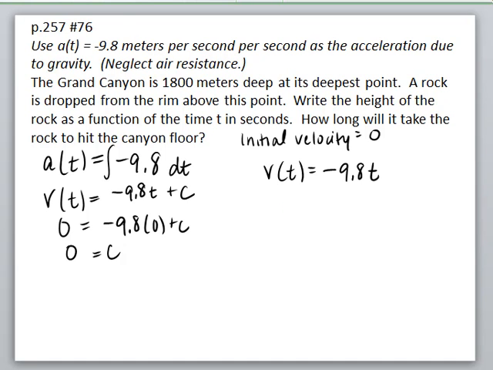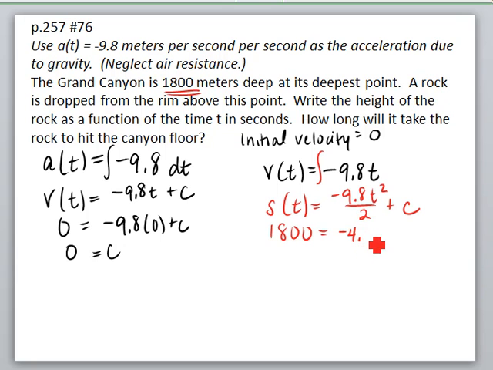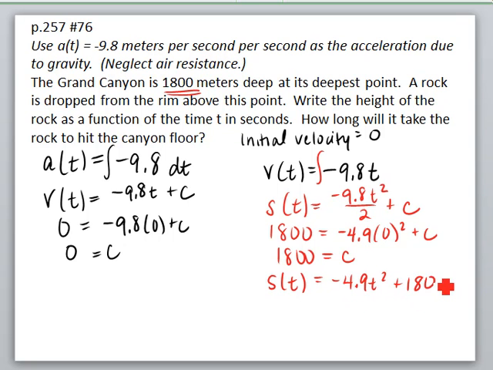So the next thing I'm going to do is integrate this so I can find the position function. So I'd get negative 9.8 t squared over 2 plus c. Now in this particular part, we know that the initial position is 1,800. So at time 0, okay, this is actually negative 4.9, plug in 0, we get c to be 1,800. So my position function is s of t equals negative 4.9 t squared plus 1,800. So that's one of my solutions.